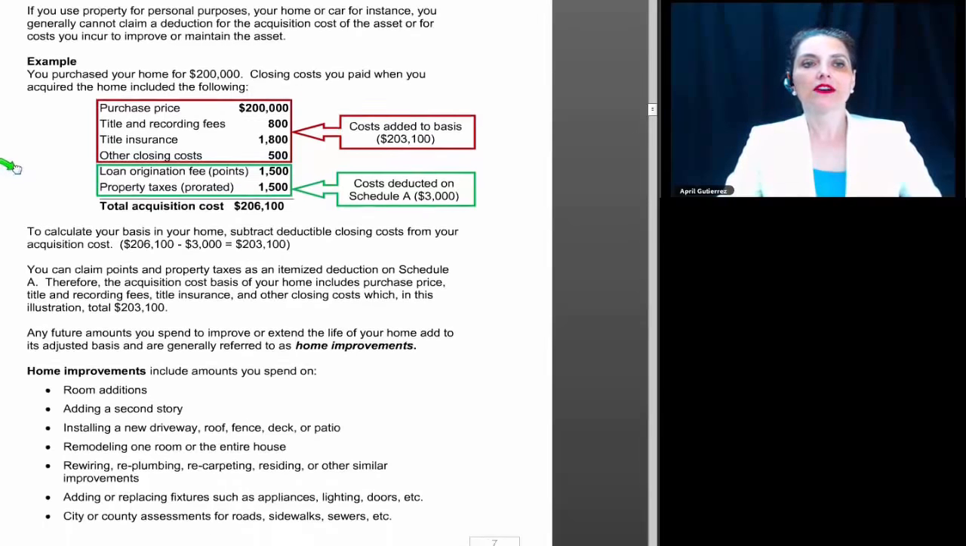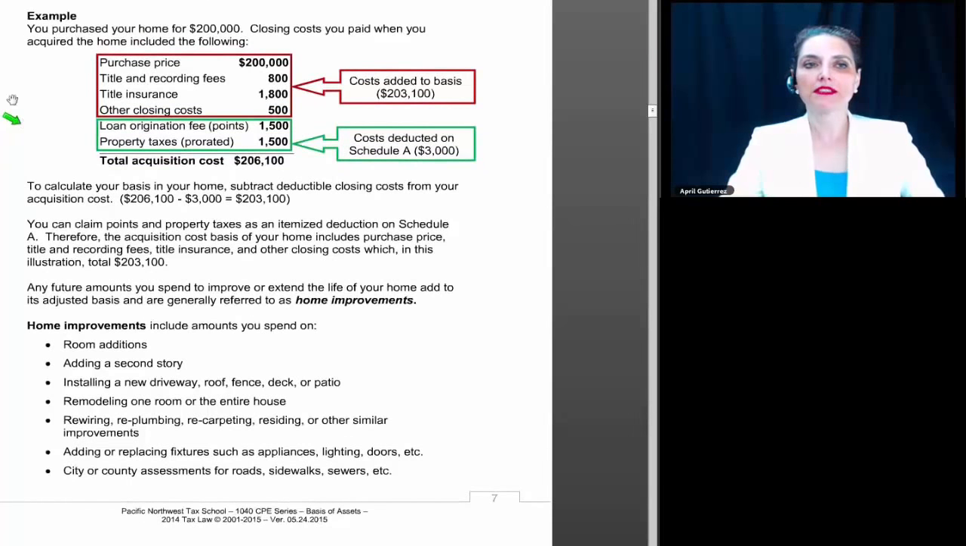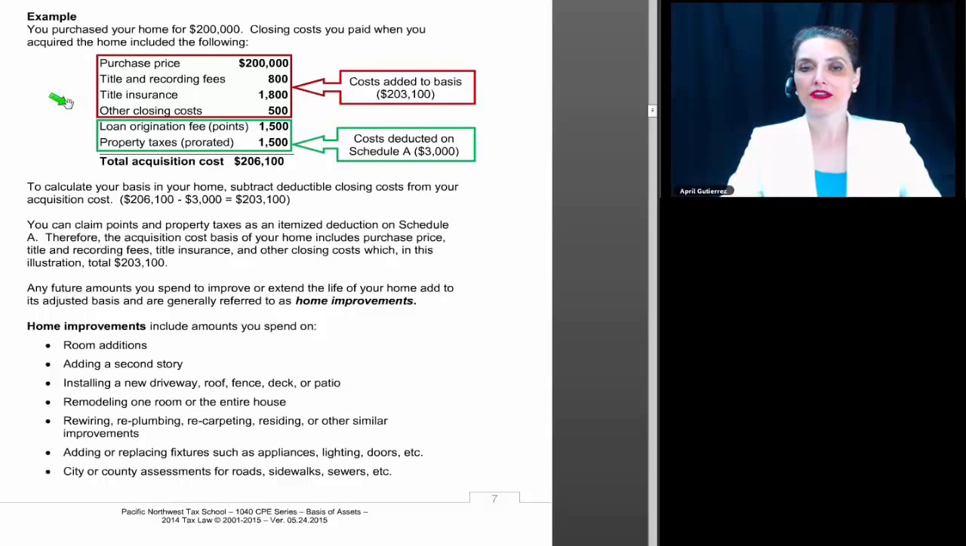So let's look here at some expenses that you would pay on the purchase of a house. Some of them ultimately are deductible, and others are non-deductible but would add to your basis. In this example, you purchased a home for $200,000. The closing costs you paid when you acquired the home included the following. Firstly, there's the purchase price. You had to come to the table with enough money for that or enough financing for that. And then on top of that, you also had to bring money to pay title and recording fees, title insurance, and other costs. So when you add all of these amounts up, you get $203,100.